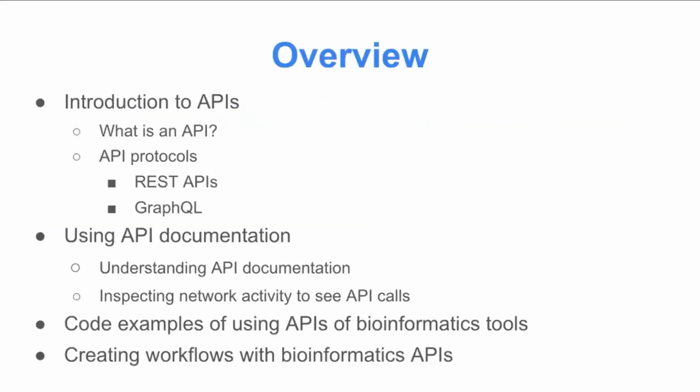So as an overview, today we will cover what an API is and the popular types of API protocols, paying particular focus to REST and GraphQL APIs. I will then go through how to use API documentations to make API requests for bioinformatic tools, and also to inspect the network activity in the browser to understand what API calls are being made by an application. Finally, I will cover how to make API requests programmatically by utilizing the API documentations, and also how to use these bioinformatic APIs to create workflows.